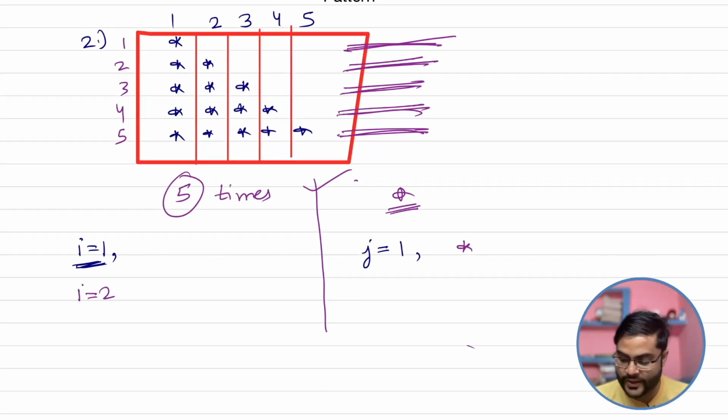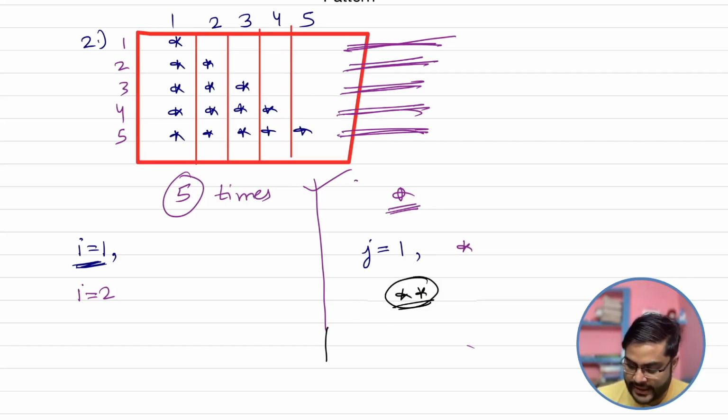Now, for I equals to 2, I want to print it 2 times. Okay, so can I print this 2 times? Yes, right. I can run a loop. I know how to run a loop inside a loop, right? So J will run for what? J will run for 1 and 2. 2 times it will print.